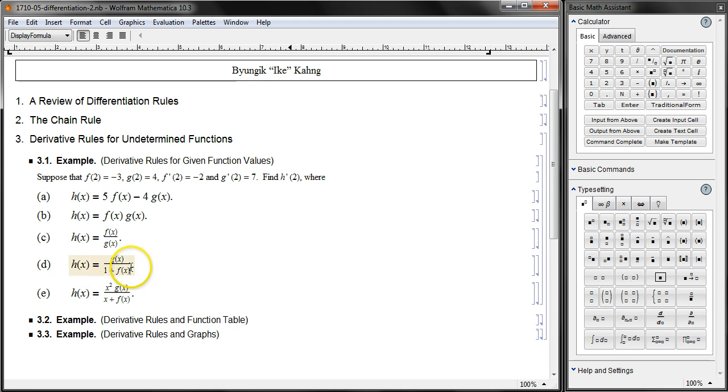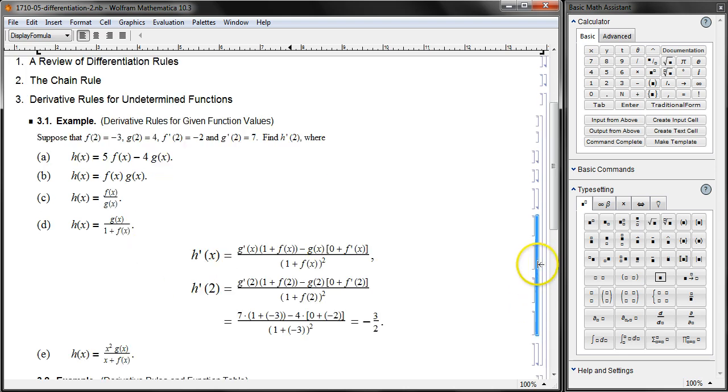Slightly harder quotient, no problem there. Again, this is a quotient rule, denominator squared. And then how about the numerator? We have u prime v minus uv prime. Plug in the numbers, x equals 2, and then run your computation.